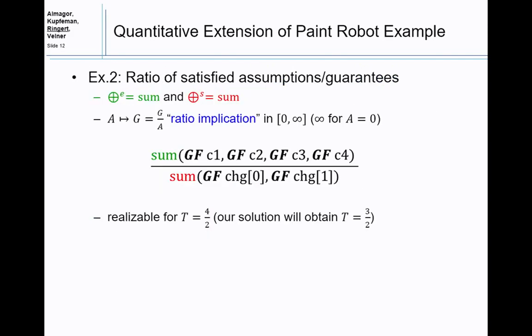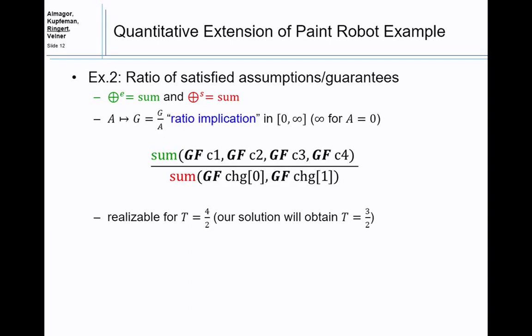In the second example, we want to look at the ratio. So we will look at sums as the conjunction. And then our ratio implication would divide the sum of the satisfied guarantees by the sum of the satisfied assumptions, the quality of the satisfaction of the guarantees by the quality of the satisfaction of the assumptions. And in this case, it would be realizable for ratio 4/2, which is 2.